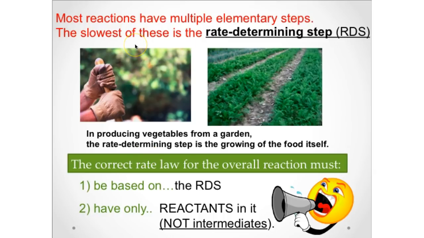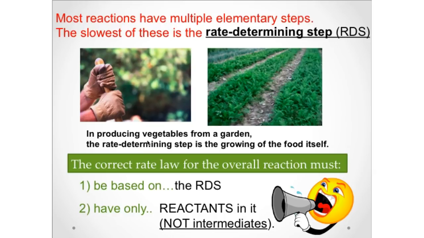It says here, most reactions have multiple elementary steps. However, they don't all occur at the same rate. There's always one that is very, very slow, and that is called the rate determining step. And again, if you read the analogy in the textbook, you'll know why the slow one is the rate determining step. So to come up with another analogy, this is another one that I came up with.